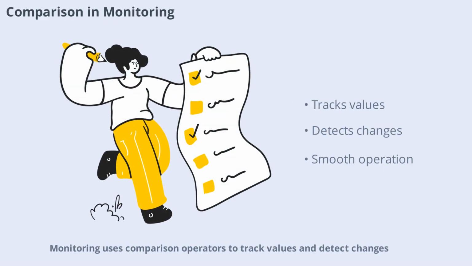Monitoring uses comparison operators to track values and detect changes. For example, you might check if a value goes above or below a threshold. This helps you keep your applications running smoothly.